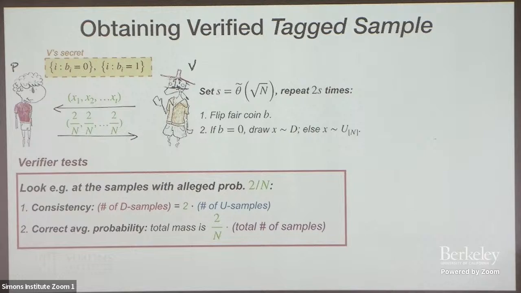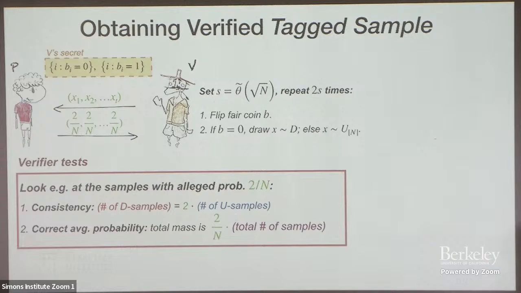The first test is the consistency test. What do I mean by that? Every element with probability 2/n should be twice as likely to be sampled according to the distribution D than to be sampled uniformly from the domain. Therefore, since we have roughly the same number of elements sampled according to D and according to U, the uniform distribution, the verifier checks whether the number of elements tagged 2/n under the distribution D is twice as large as the number of elements tagged under the distribution U. This is the first test it performs.